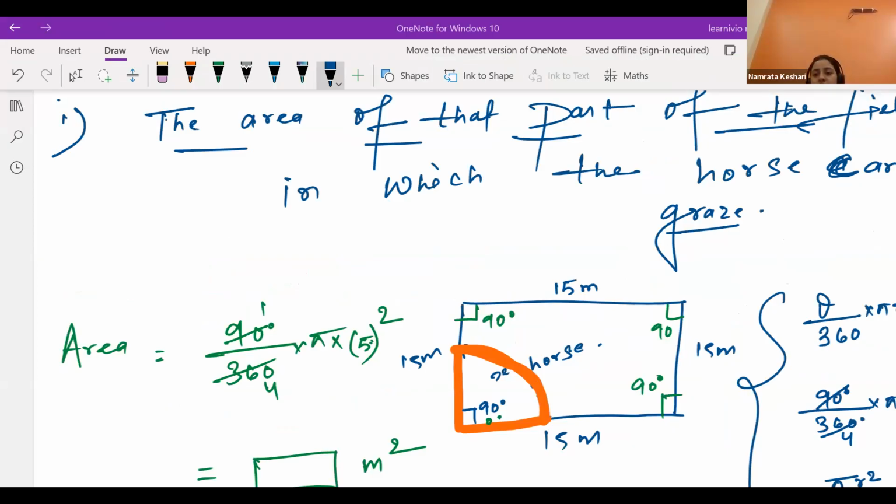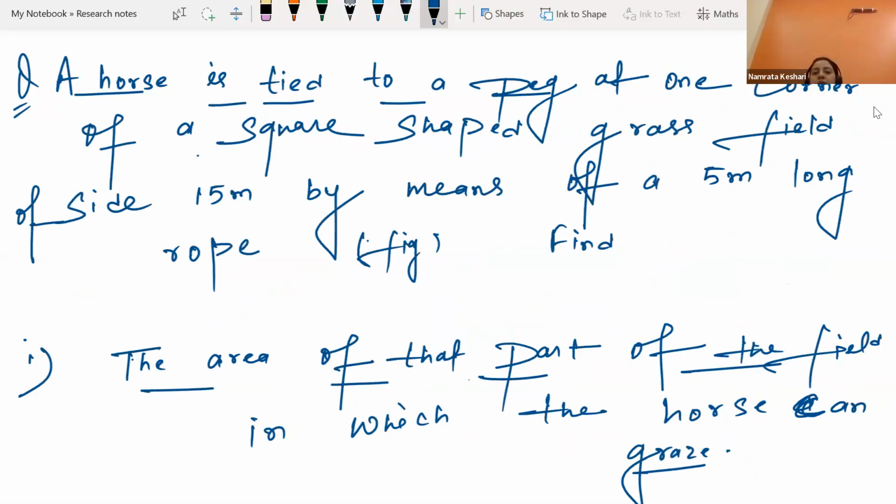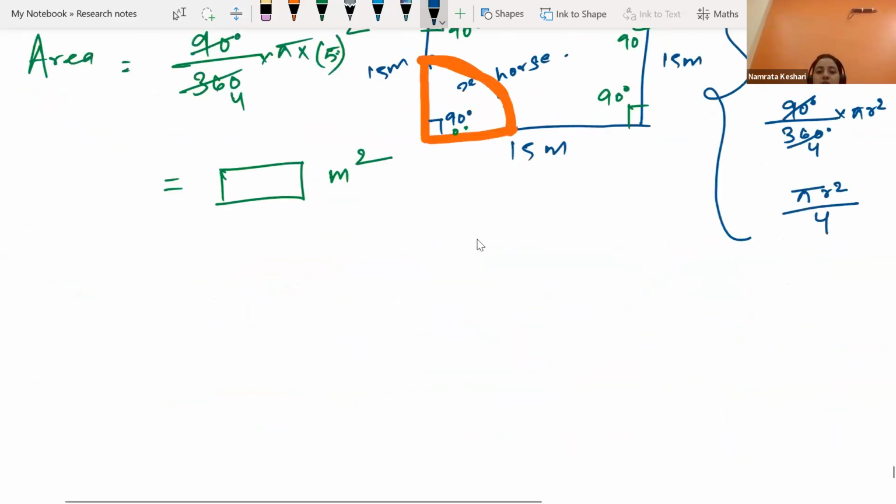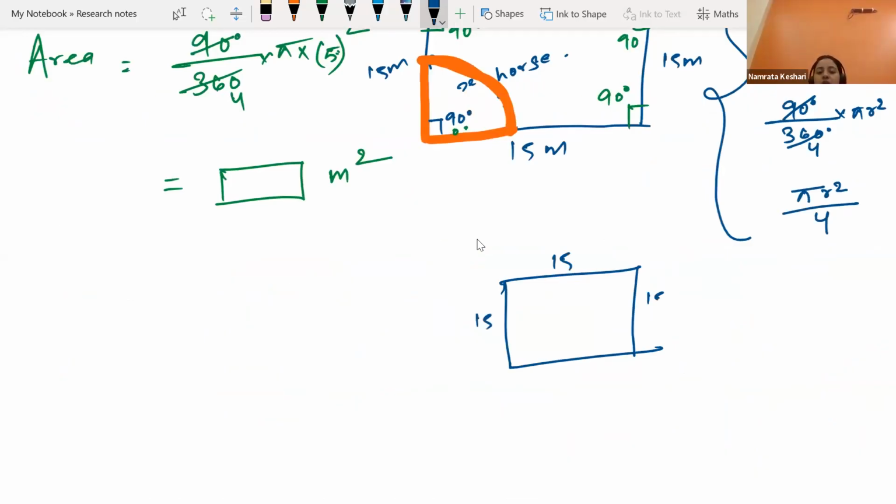See, we have just started with this question. The question was: a horse is tied to a peg at one corner of a square-shaped grass field whose side is 15 meters. Horse is tied like this by a rope. The length of the rope is 5 meters. And here we have the horse.